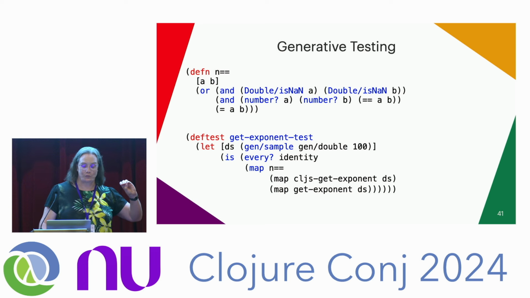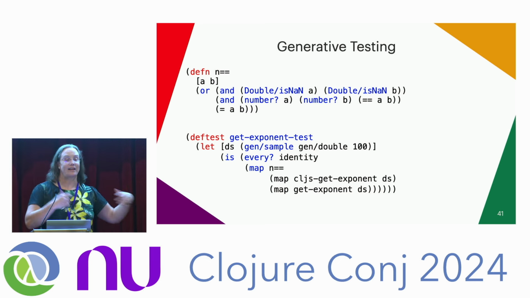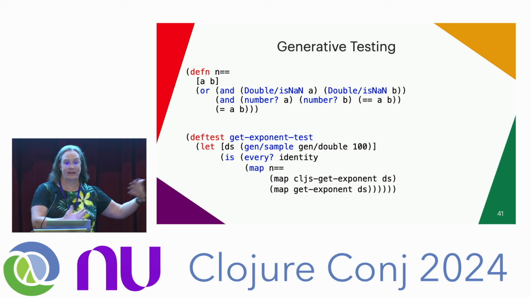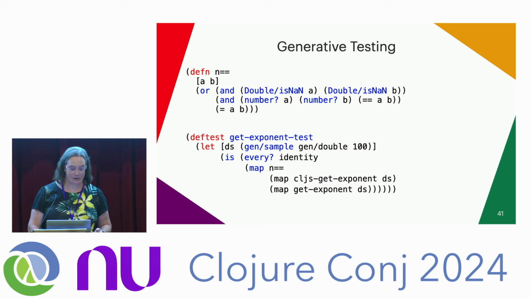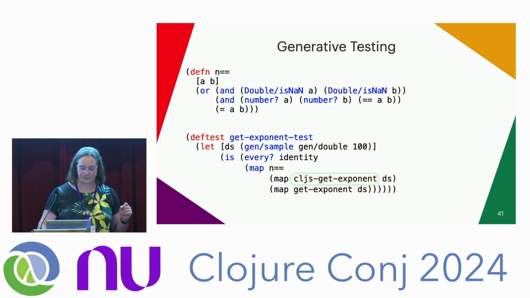So now I can do my exponent test. I'm going to do the sample, ds being a sequence of double values, and then I can map my ClojureScript get exponent over them and map my Clojure's get exponent over them. And then if I map equality down those two sequences, is every identity will tell me if anything's false. But that bit, CLJS get exponent, how do I get that to work?